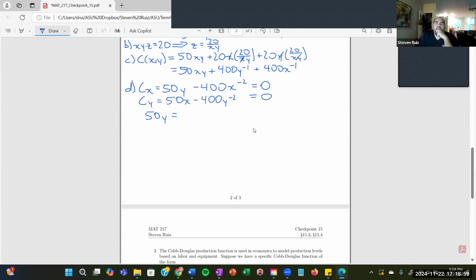50y equals 400 over x squared, and 50x equals 400 over y squared. Okay, so before I go too much further, I'm going to divide both of these by 50. That gives me y equals 8 over x squared, and x equals 8 over y squared. All right, so where should I go from here?